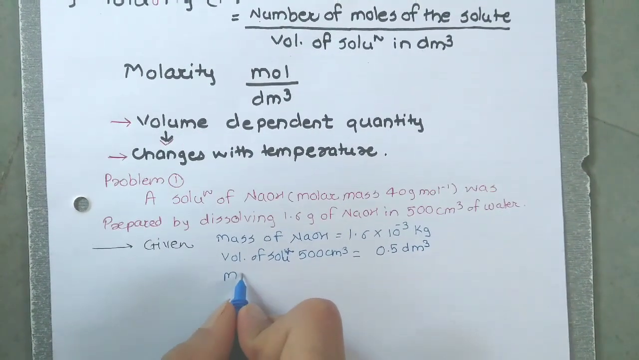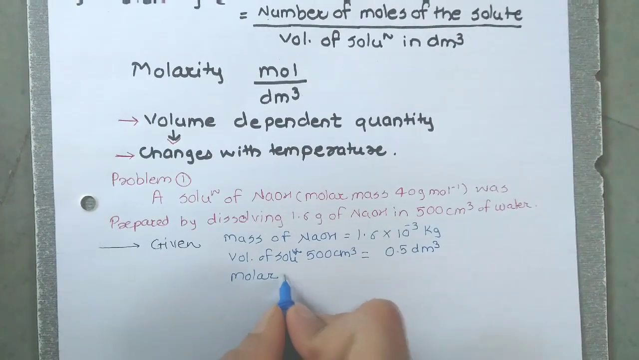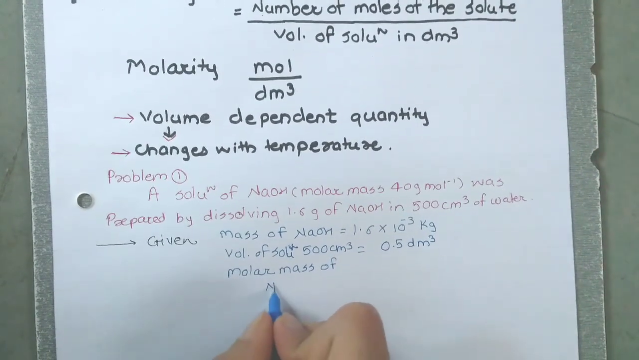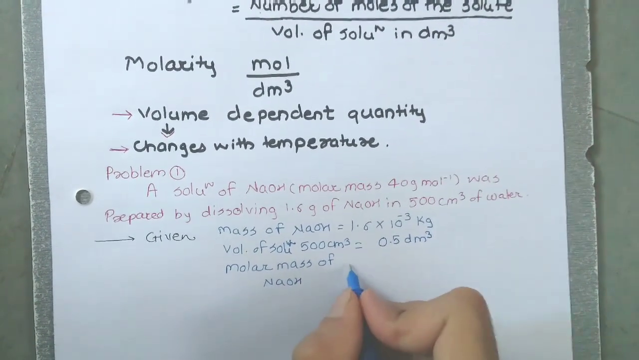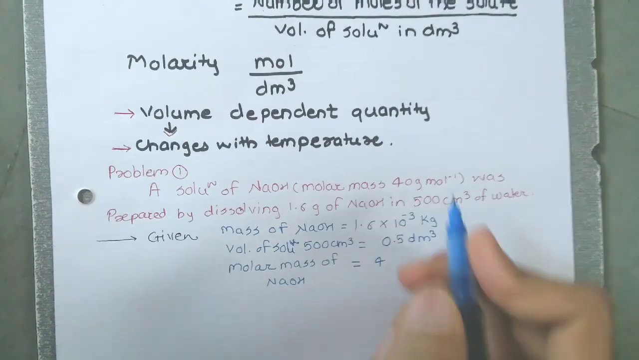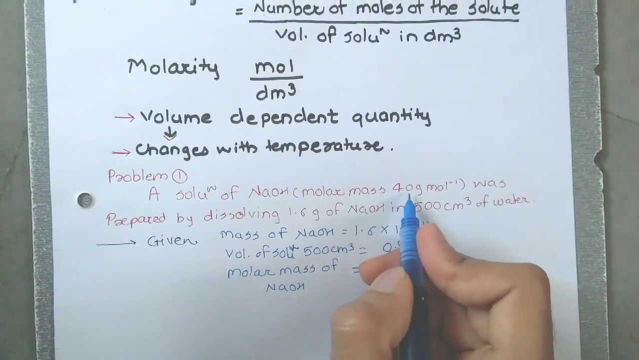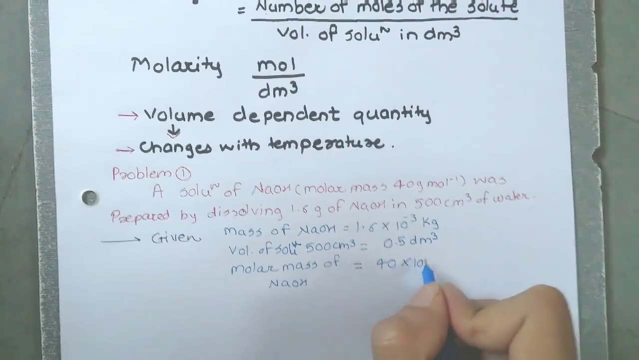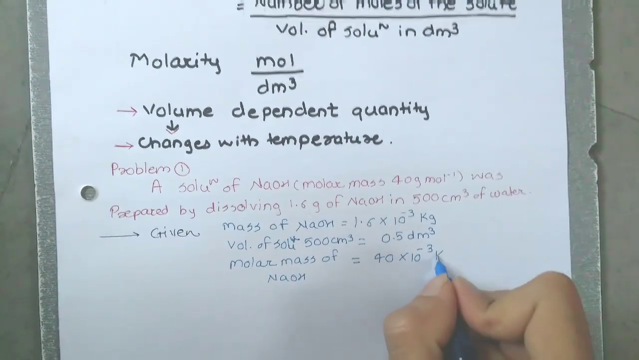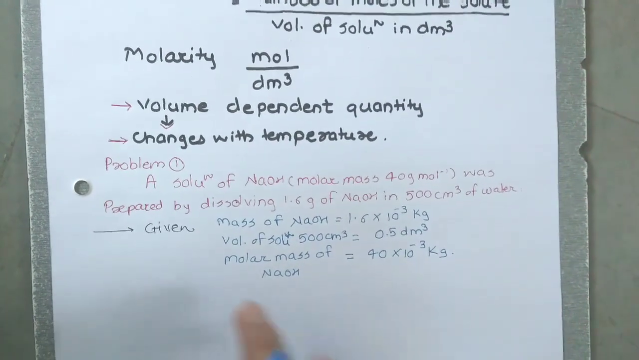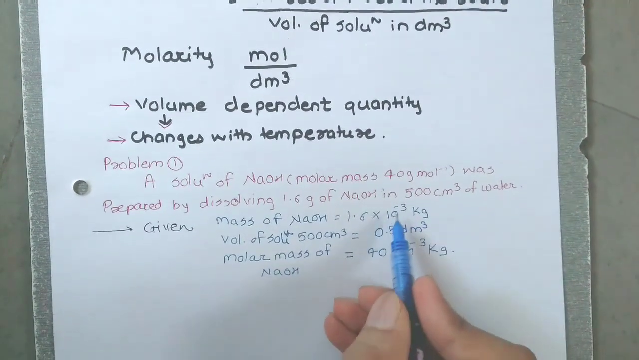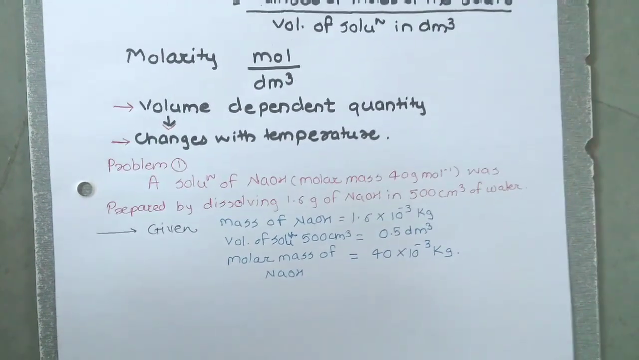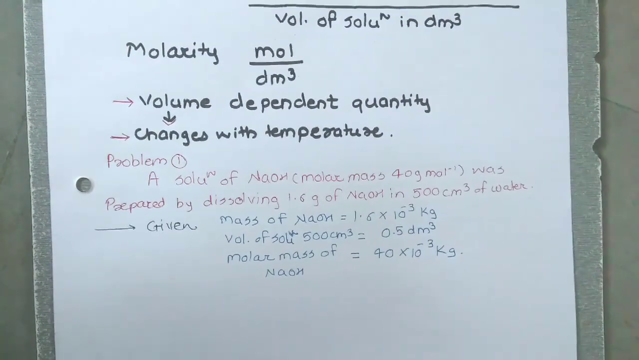Molar mass is given. Molar mass of NaOH is equal to 40, here 40 gram is given. We have to convert 40 gram into 40 into 10 raised to -3 kg. So here we convert mass from gram into kg, and volume from cm cube into dm cube. So the required quantities are available.